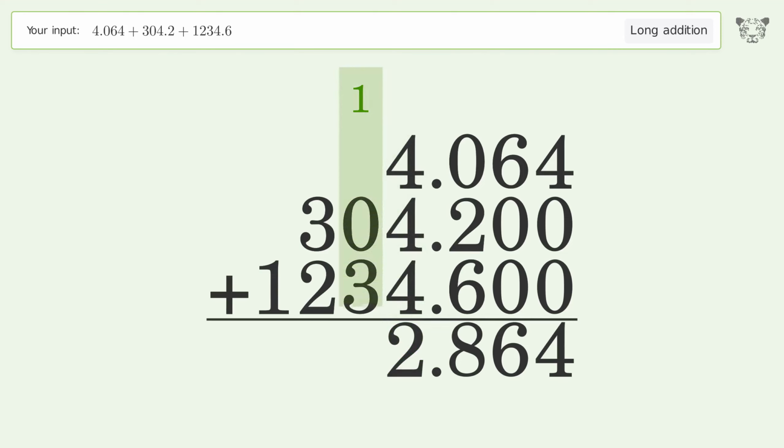1 plus 0 plus 3 equals 4. 3 plus 2 equals 5. Write 1 in the thousands place. And so the final result is 1542.864.